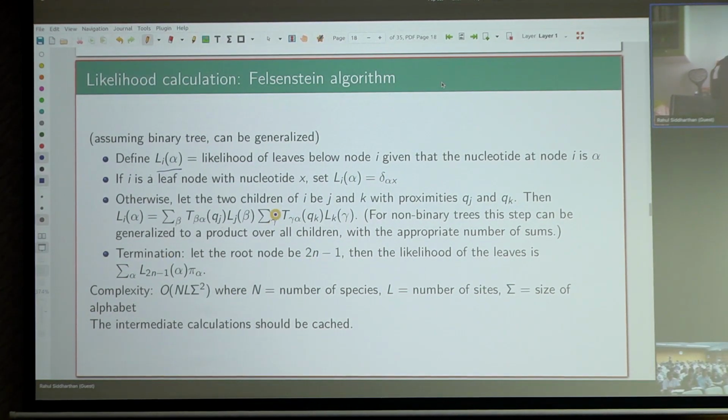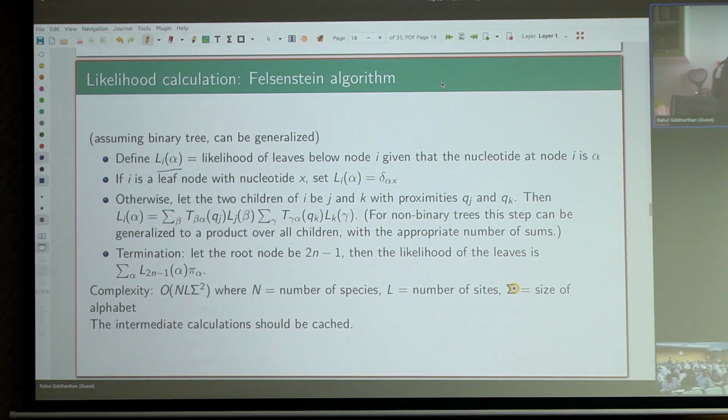And if you implement it naively, you'll find that it blows up. You need to cache the calculations at every stage. It has a complexity that is linear in the number of species, linear in the number of sites, and quadratic in the size of the alphabet, but that's not a big issue because our alphabet size is 4.